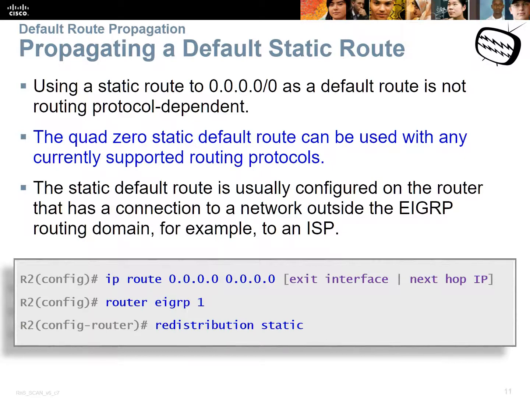So we set up our static route to the world, 0.0.0.0 0.0.0.0, the exit interface and the next hop IP address. We go router EIGRP 1 and we say redistribute static, because ip route is a static route. The downside is, if we've got 20 static routes, all 20 of them will be redistributed into EIGRP. And that's why default-information originate is a far better command. But we're not there yet.